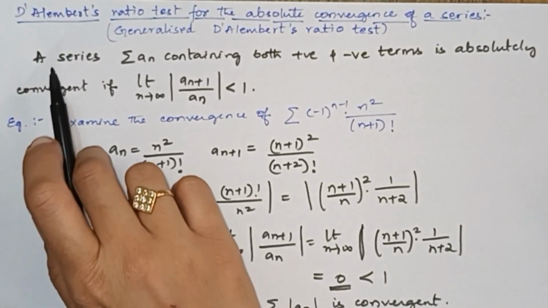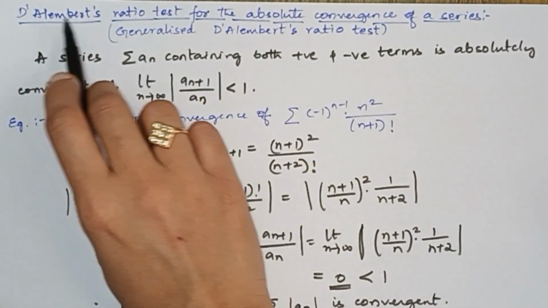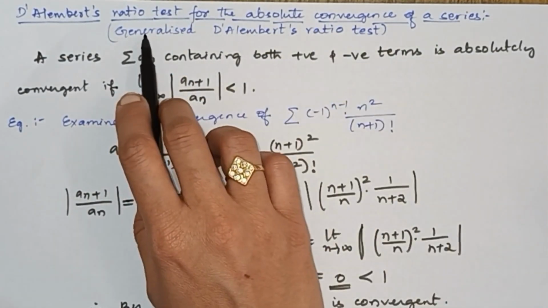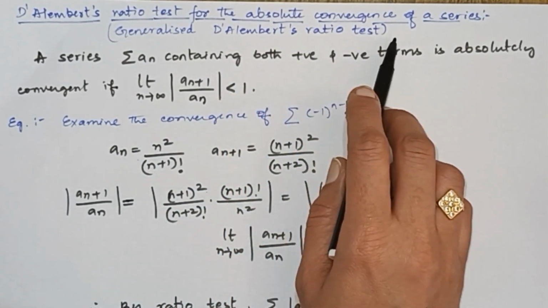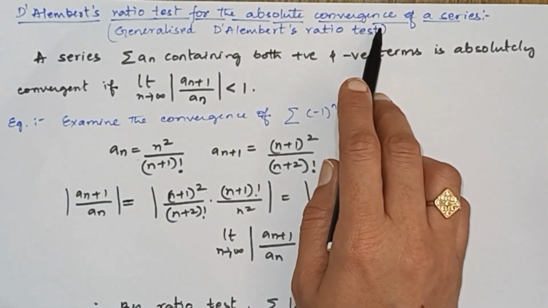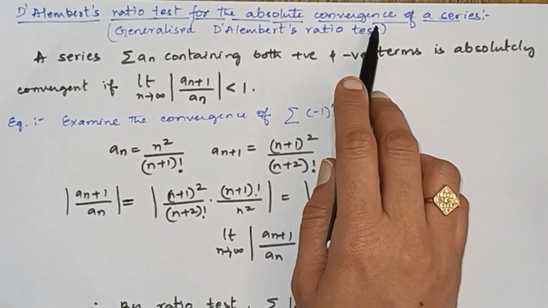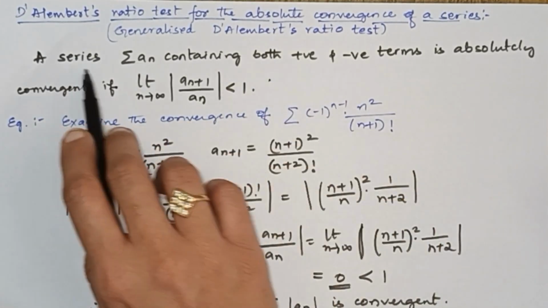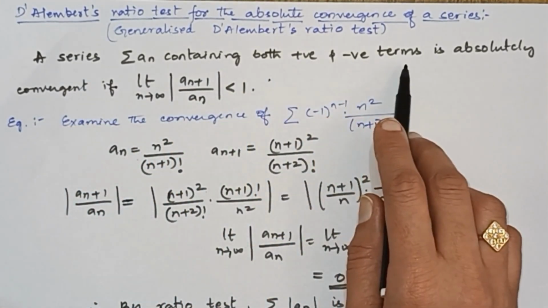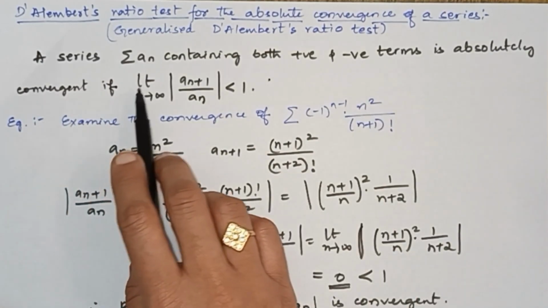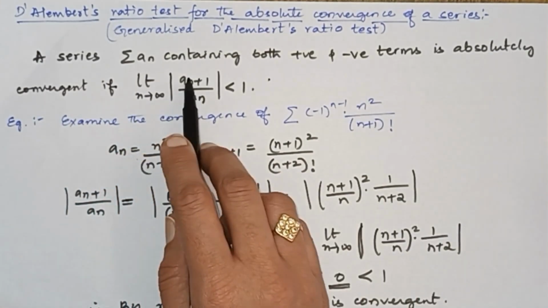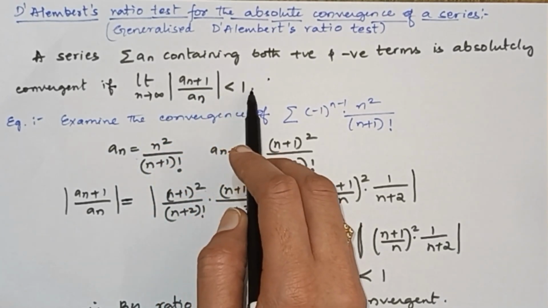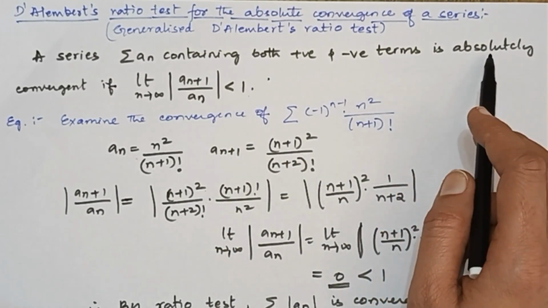Now there is one more test for convergence, that is D'Alembert's ratio test for the absolute convergence of a series, which is also called the generalized D'Alembert's ratio test, because if a series converges absolutely, then it is always convergent. You can check the behavior of the series using this test as well. A series summation an containing positive and negative terms is absolutely convergent if limit n tends to infinity of modulus of a(n+1) by an is less than 1. Then the series absolutely converges.